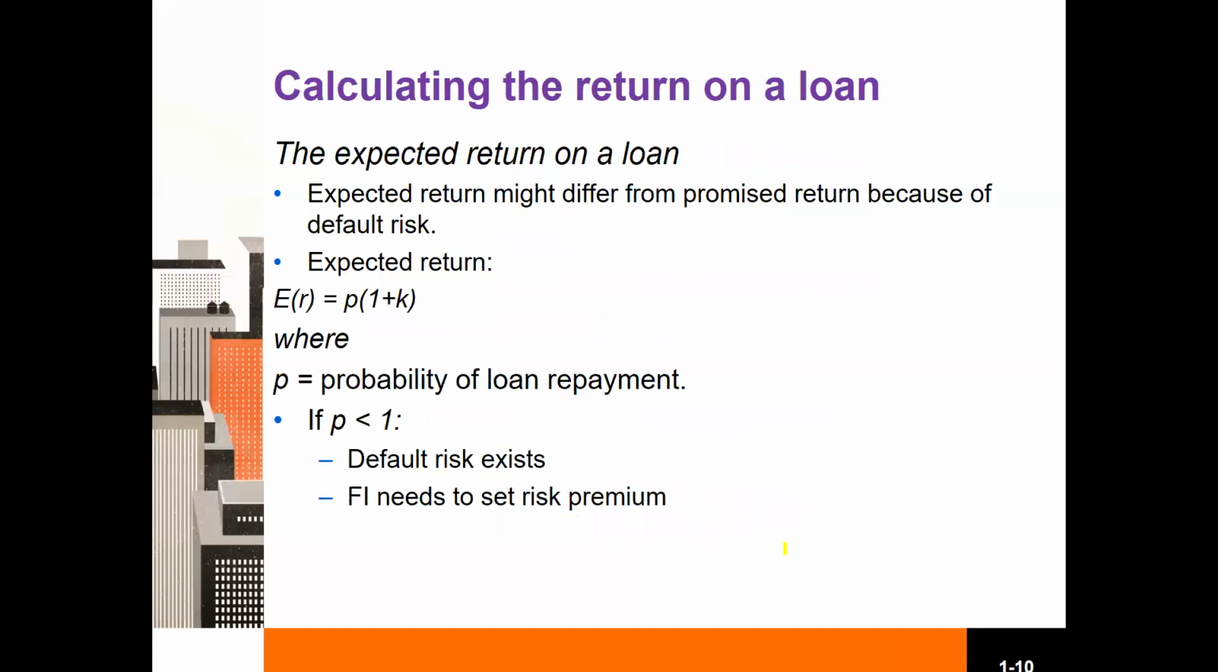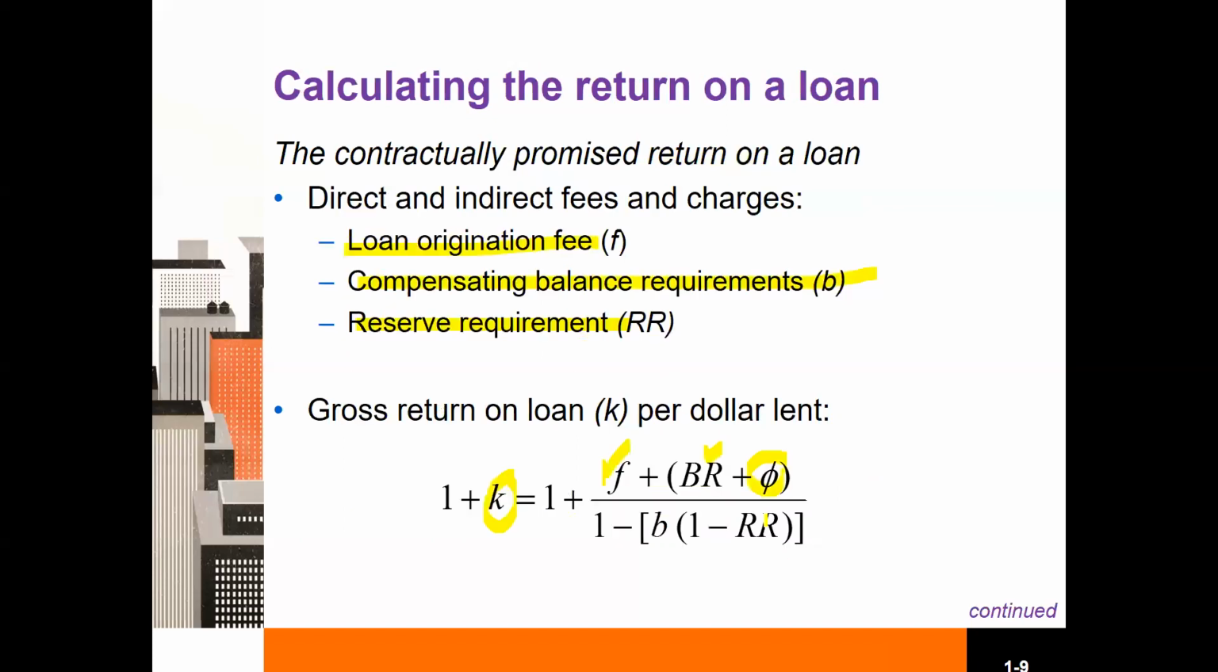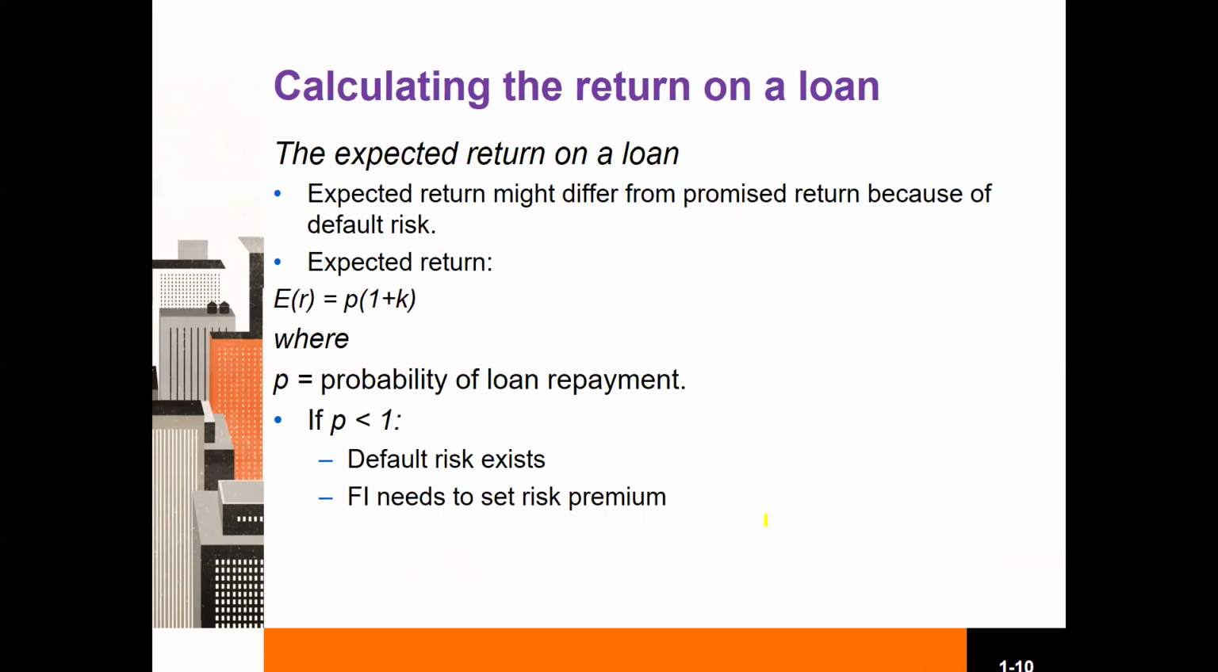Now, one point you need to understand is that the formula we have seen here essentially calculates the contractually promised rate of return. This contractually promised return on the loan, which is 1 plus K in the last equation, that the borrower and lender actually contractually agreed on, includes both the loan interest and non-interest features such as fees.